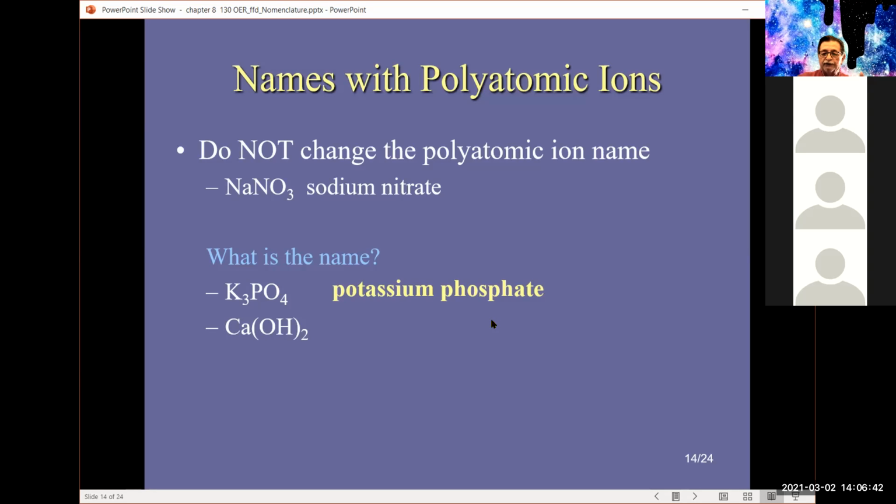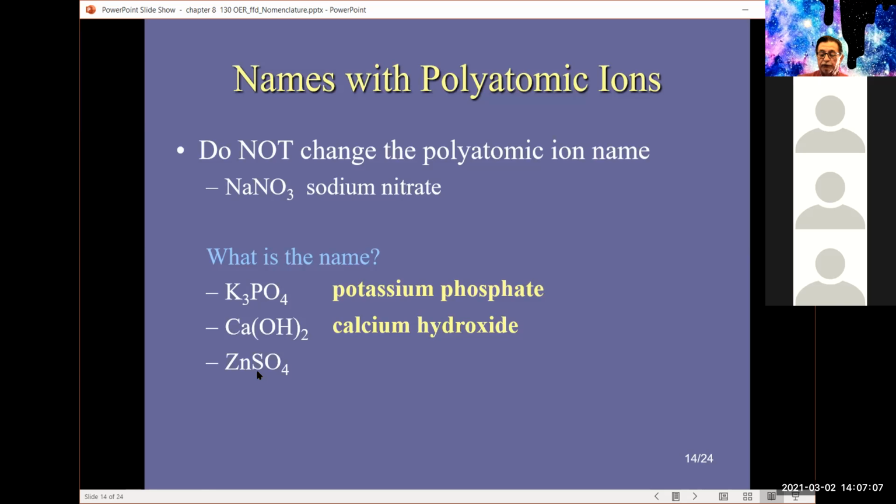Immediately when you see a parenthesis anywhere in the formula, automatically think polyatomic ions. So in the parentheses, you have the OH. You go to the table, you find the OH minus, which is the hydroxide. And so this name would be calcium hydroxide.